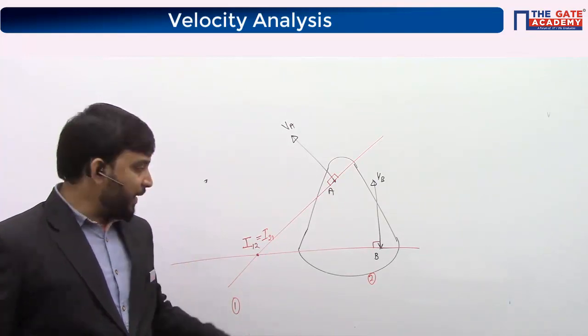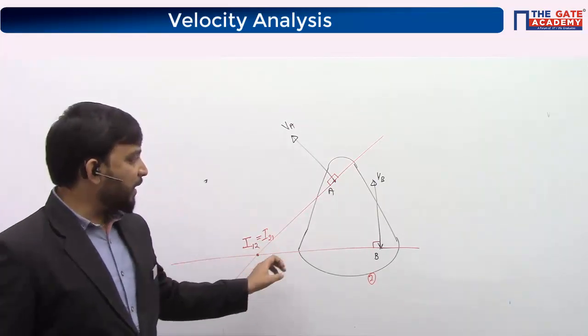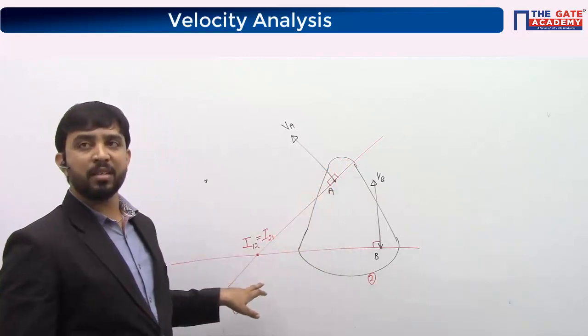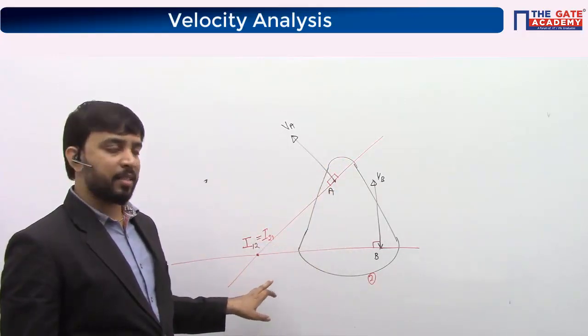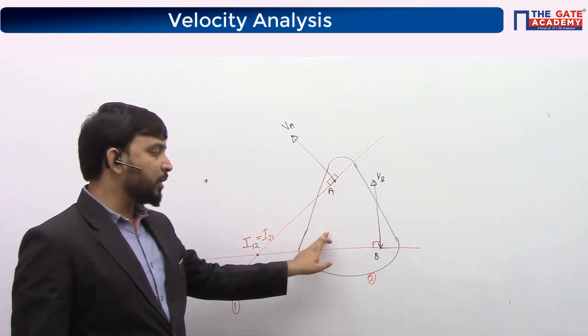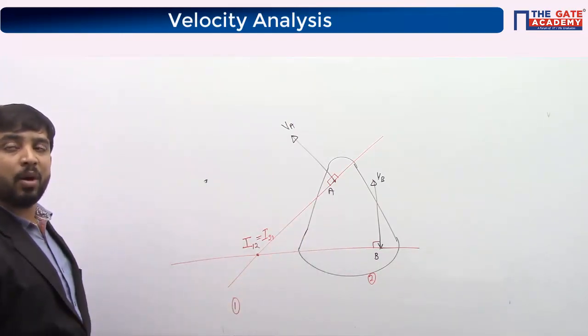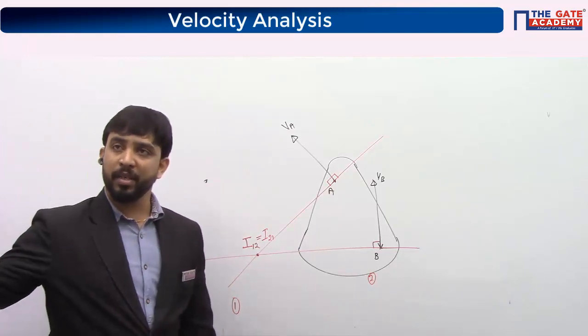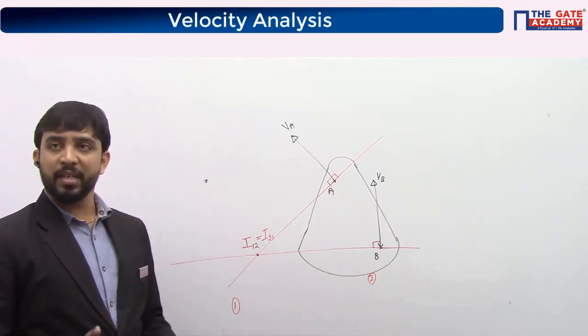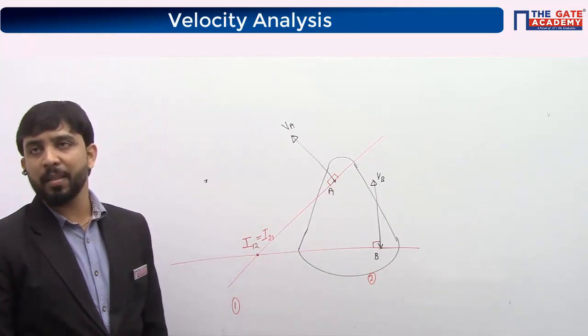Okay. And where does this I center lie? This I center lies wherever the 2 perpendiculars intersect, okay? The perpendiculars may intersect on body 2, or the perpendiculars may intersect on body 1, that is the board, or the perpendiculars may intersect outside both the bodies, okay? And it may intersect outside the board also. Wherever they intersect, that is the I center.